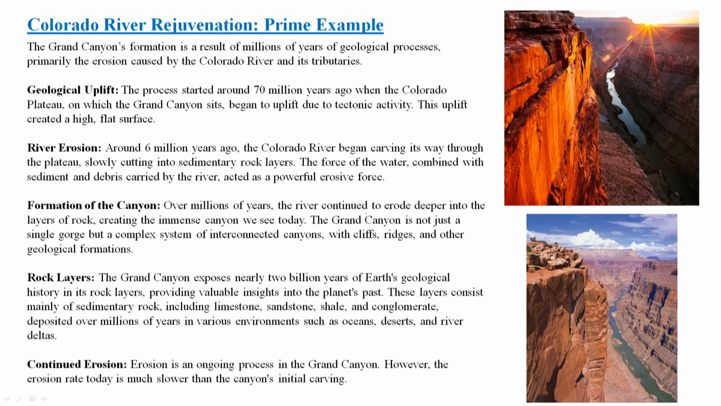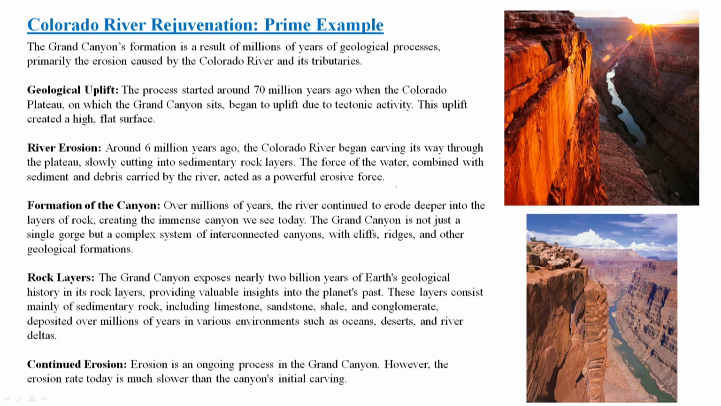So the best example of river rejuvenation is the Colorado River that forms the Grand Canyon, the most beautiful canyon feature on the surface of the earth. The Grand Canyon's formation is a result of millions of years of geological processes, primarily the erosion caused by the Colorado River and its tributaries. So there has been a geological uplift. The process started around 70 million years ago, when the Colorado Plateau on which the Grand Canyon sits began to uplift due to tectonic activity.